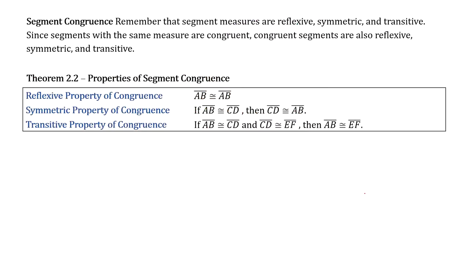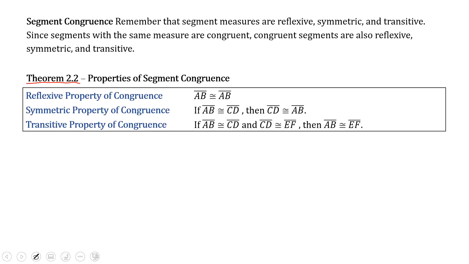Okay, so now the next one we're going to talk about are segment congruences. So remember, segment measures, they're reflexive, symmetric, and transitive, so they can kind of all flip-flop around. It's the same thing with the congruences. So we have theorem 2.1. This is our second theorem. We had a theorem yesterday, which was the midpoint theorem, where the midpoint divides a segment into 2 equal halves. So now we're working with theorem 2.2, where it's the properties of segment congruence. We have the reflexive property. Segment AB is congruent to segment AB.